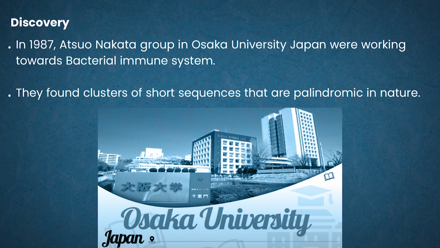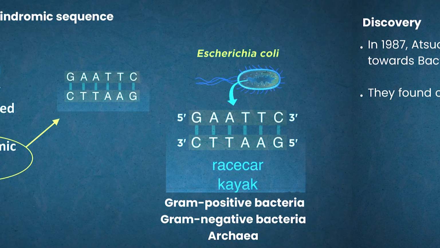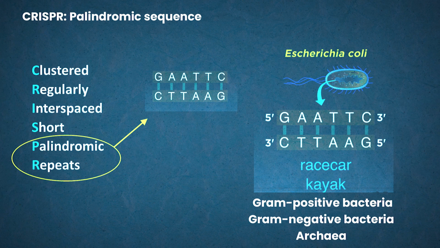So in 1987 at the University of Osaka in Japan, a study was going on related to how the defense mechanism works in bacteria, and while studying this they came across short palindromic sequences. They termed these sequences clustered, regularly interspaced short palindromic repeats, which leads to the acronym CRISPR. Now they were studying E. coli, and in E. coli they found certain sequences that continuously repeat themselves and are palindromic.